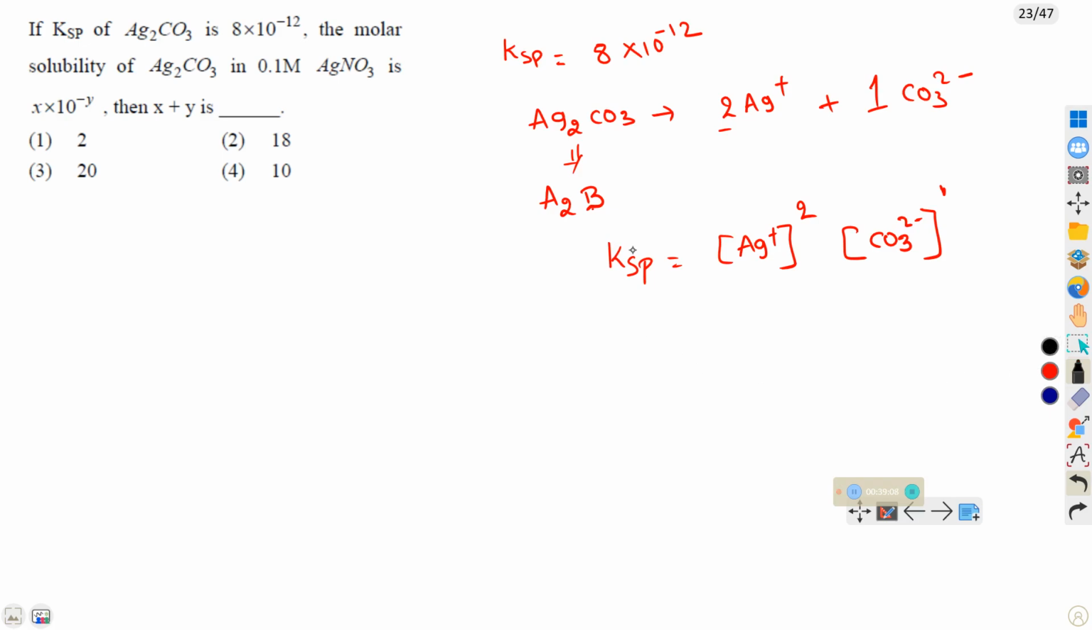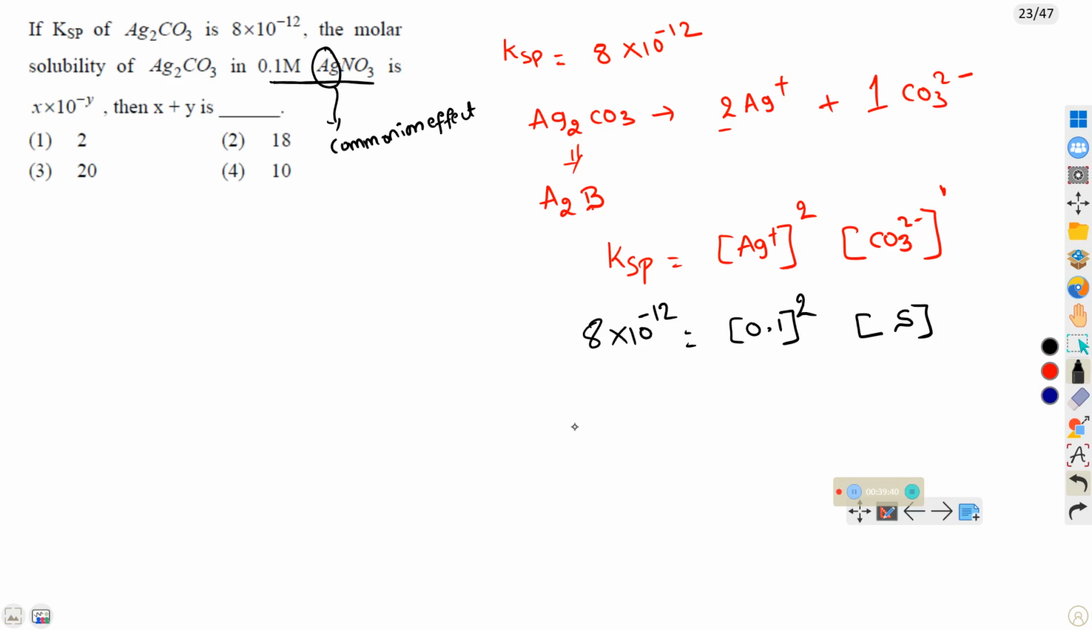So now KSP of Ag2CO3 value is given, 8 into 10 power minus 12. Ag plus ion concentration here, 0.1 molar AgNO3. Ag plus is common. Apply common ion effect. According to common ion effect, Ag plus concentration is taken as 0.1. 0.1 whole square into S. Then S is equal to 8 into 10 power minus 12 by 0.1 whole square. That means 10 power minus 1 whole square, 10 power minus 2.